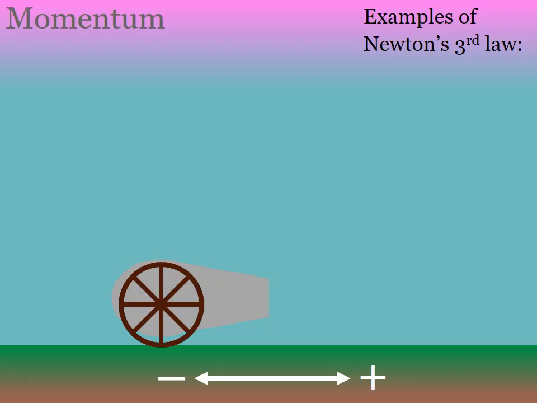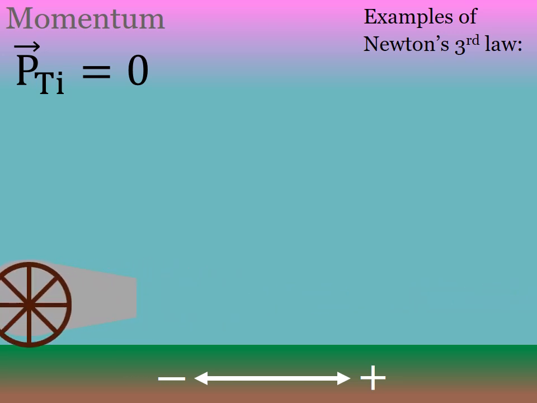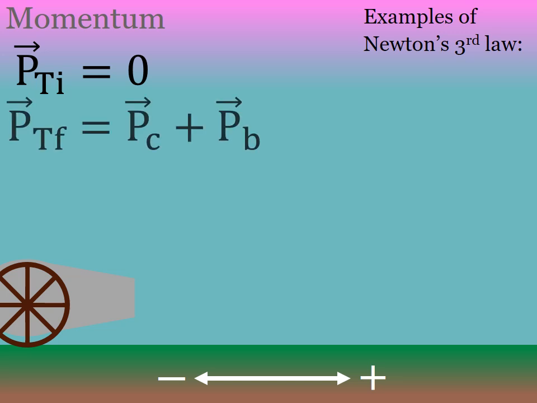Here I have a cannonball sitting in a cannon. My initial momentum total is equal to 0 because nothing is moving. When the cannon is fired, the cannon moves in the negative direction and the ball moves in the positive direction. So the total final momentum is equal to the momentum of the cannon plus the momentum of the ball when the ball is leaving the cannon.